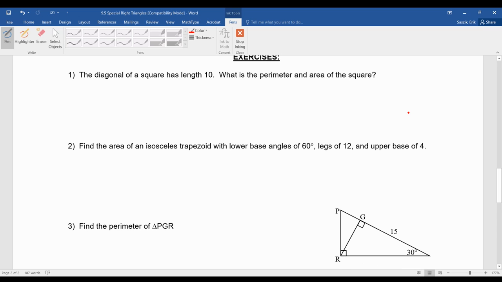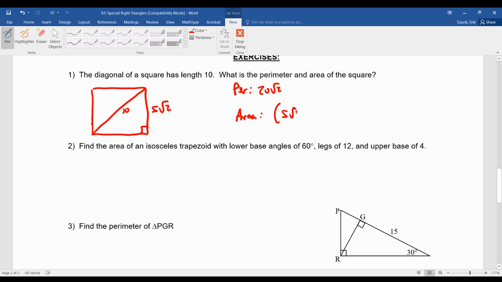Now a lot of this stuff can be done really quickly, even though some of it is not so quick. Diagonal of a square. Remember, a diagonal cuts a square into two 45, 45, 90s. So if that's 10, this side must be 5√2. So my perimeter is 20√2. My area, remember, 5√2 squared. 5 times 5 is 25. √2 times √2 is 2. So there you get your two answers there.